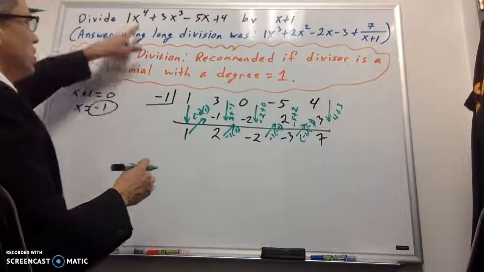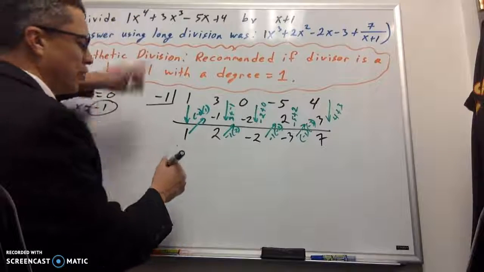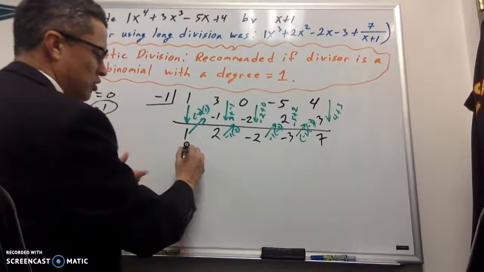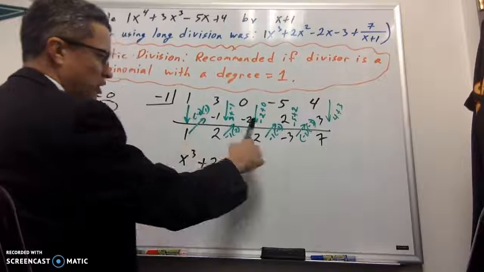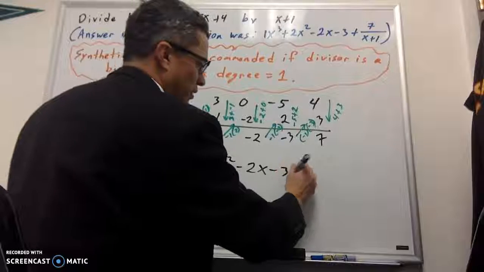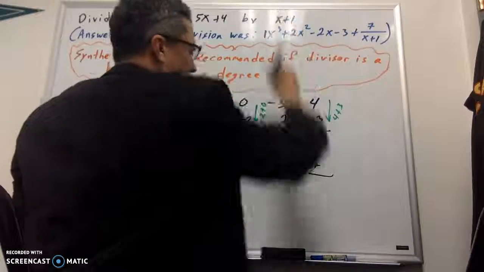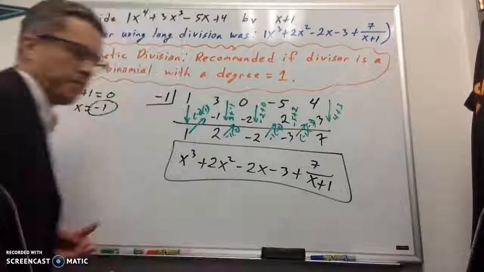I just need to make sure to drop my degree down by 1. So if it starts as x to the 4th, I need to drop it down by 1. So it's going to be 1x cubed, or just x cubed, plus 2x squared. We go in descending orders of power now. Minus 2x minus 3 plus 7 over x plus 1. So cool. Just like that.